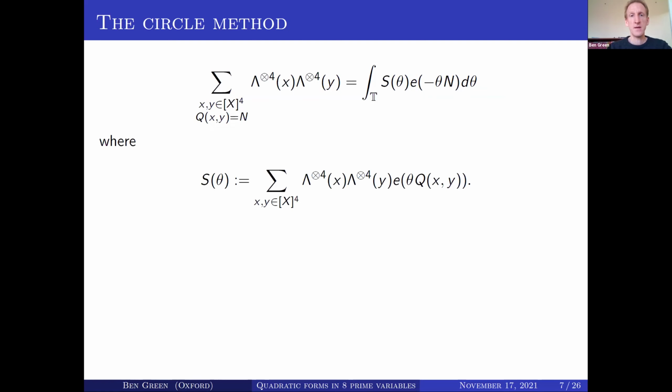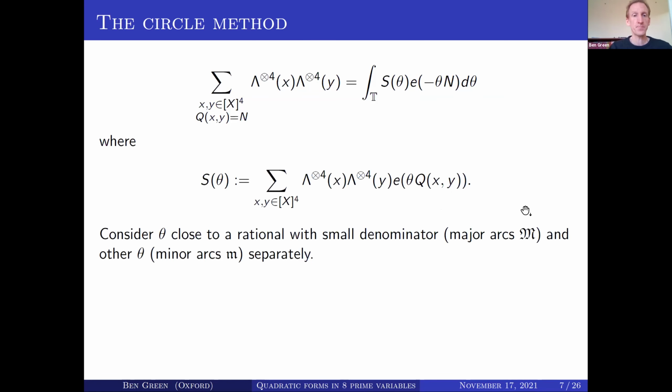So the verification that this formula at the top is correct is one line. This just follows immediately from the orthogonality relations for characters on the circle. Right, so that's the first step of the circle method.